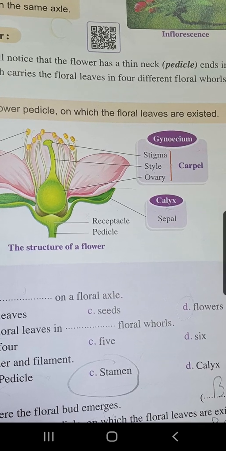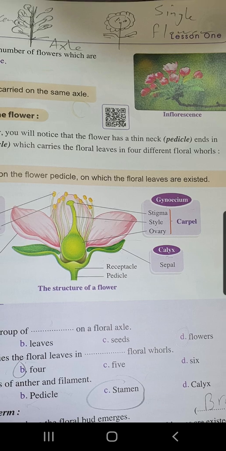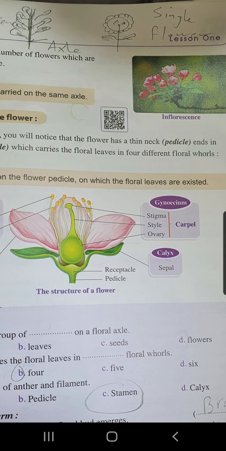The first whorl is called the calyx. The calyx has green leaves, as you see, and each one of them is called a sepal. Many sepals make the calyx. The importance of the calyx is that it protects the flower, especially in the beginning of its growth, before blooming.